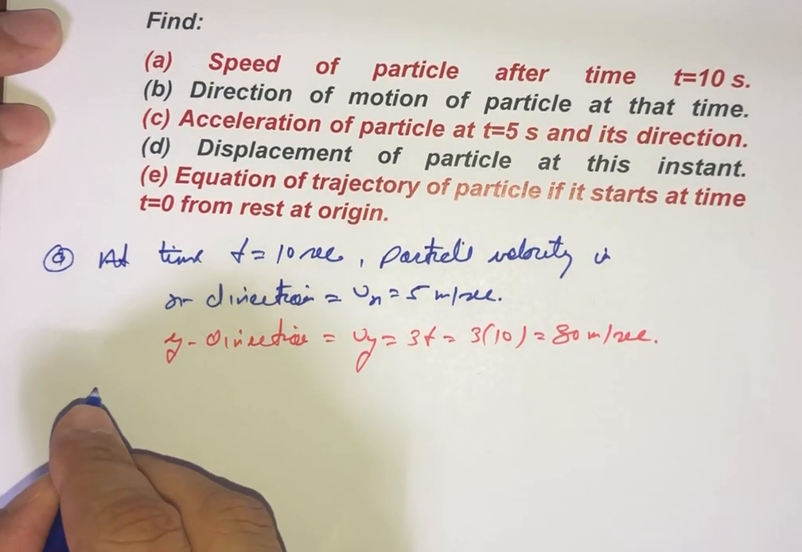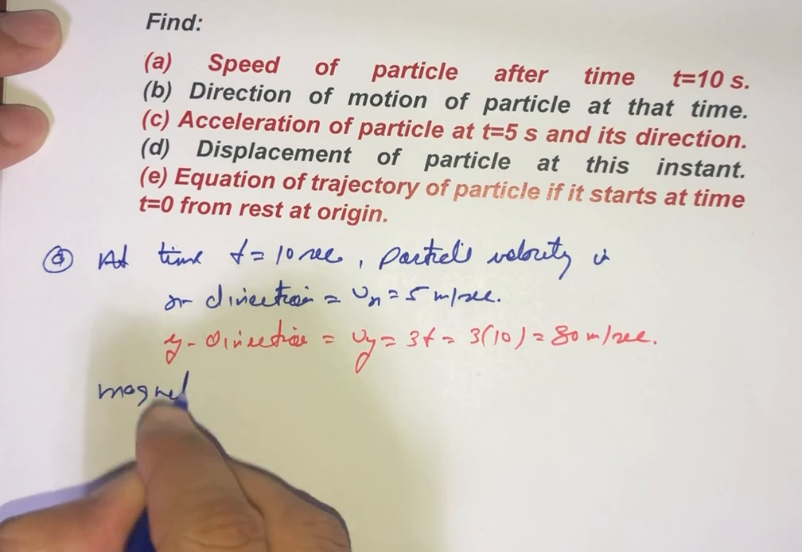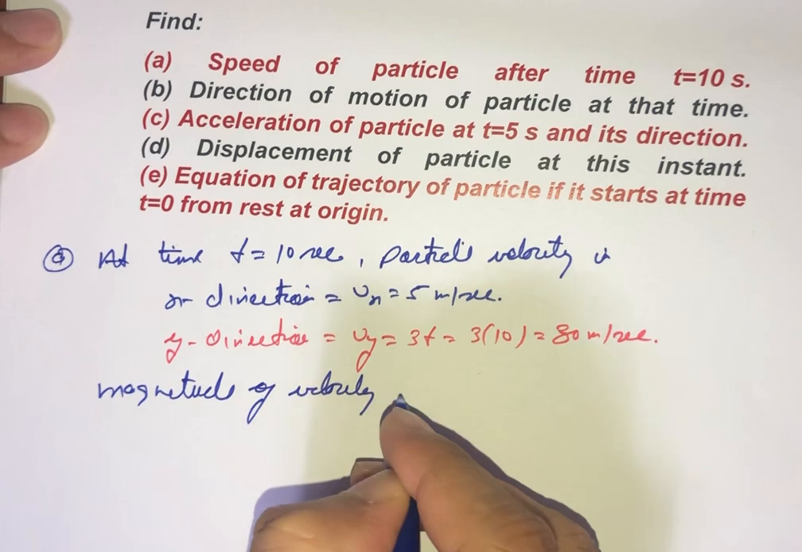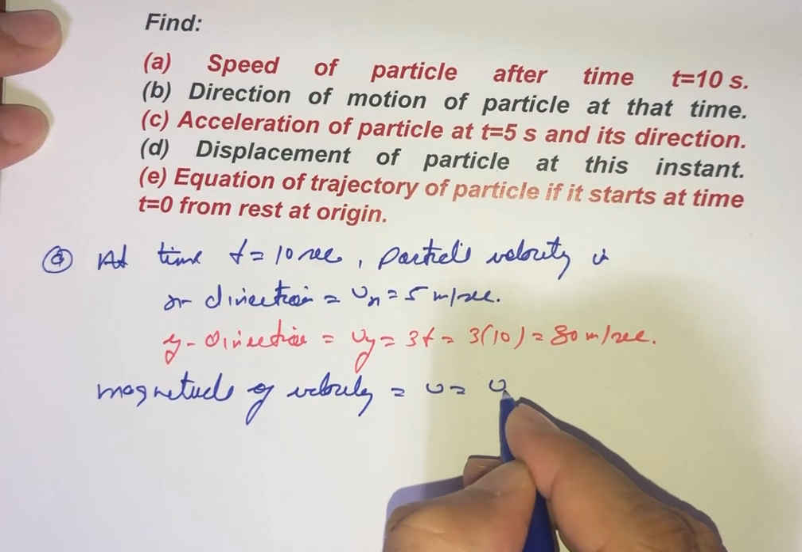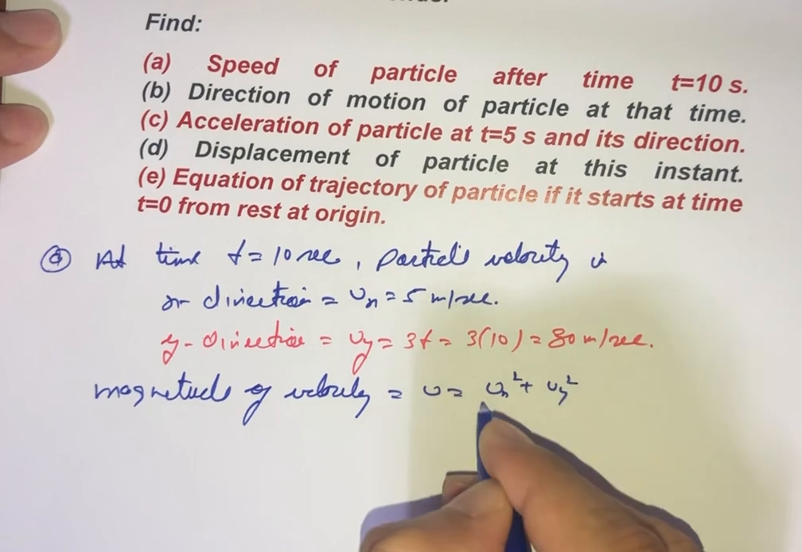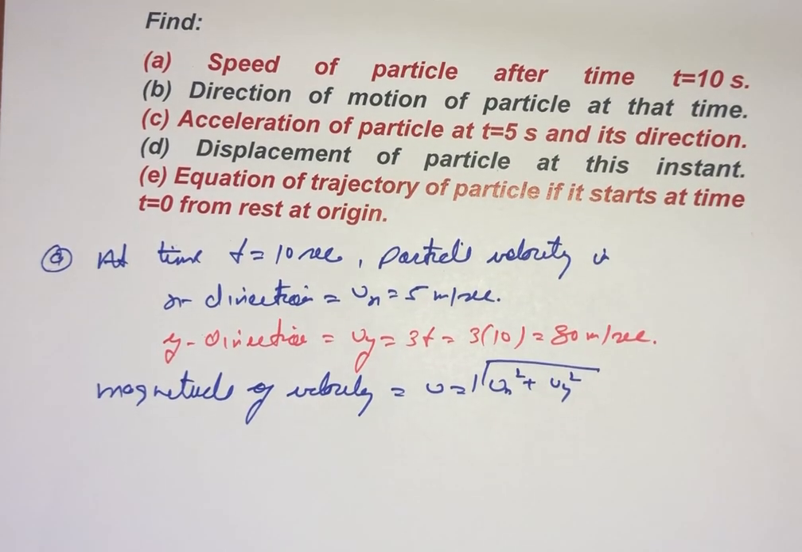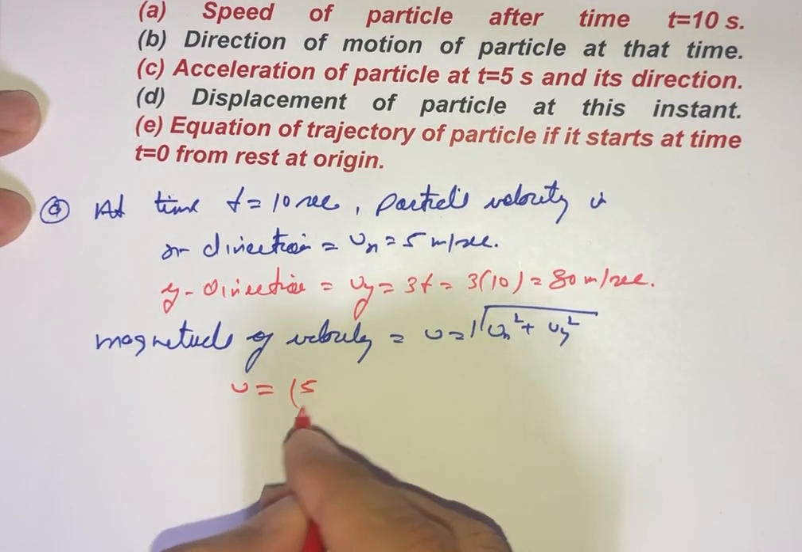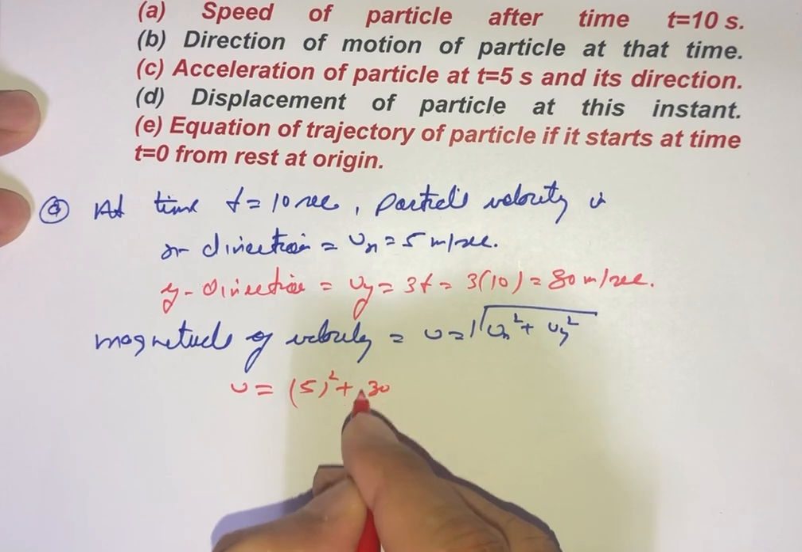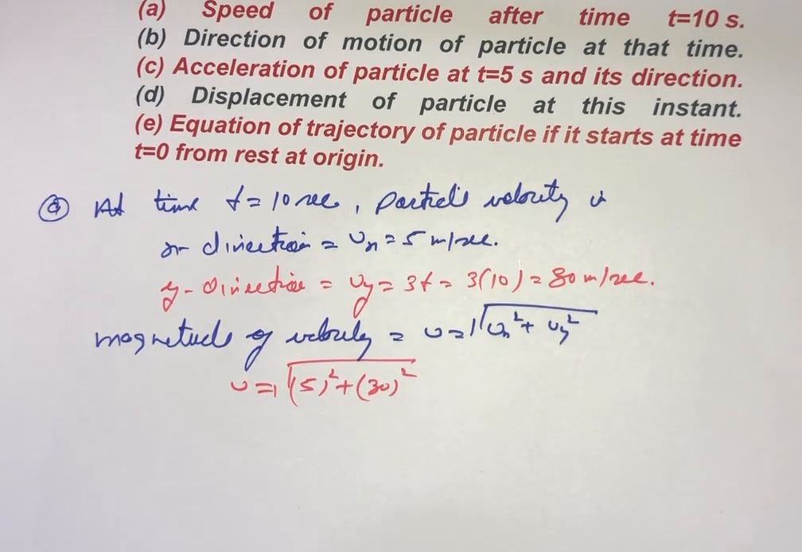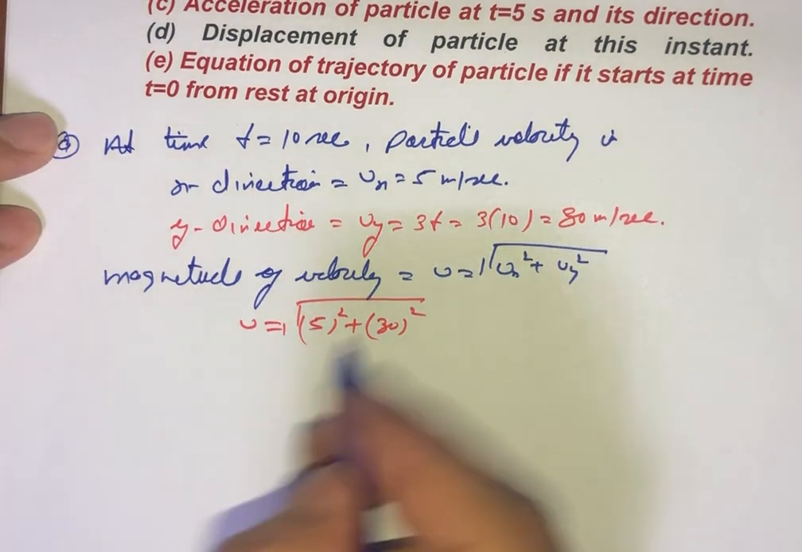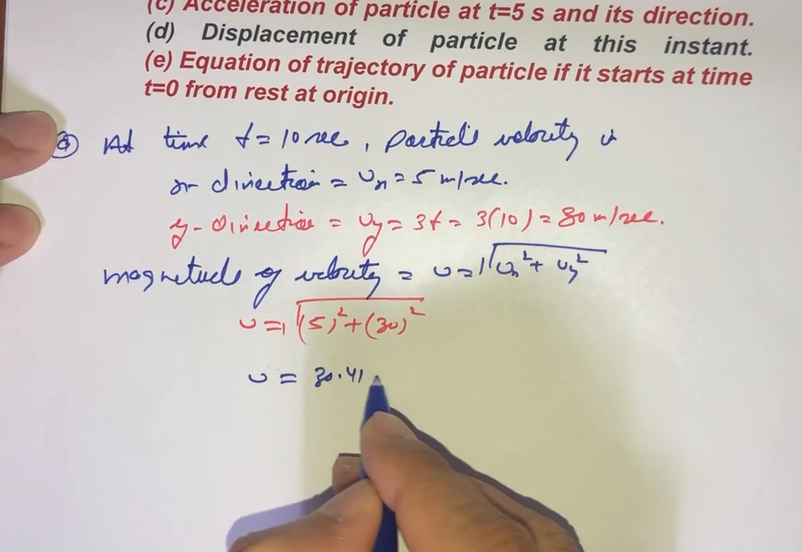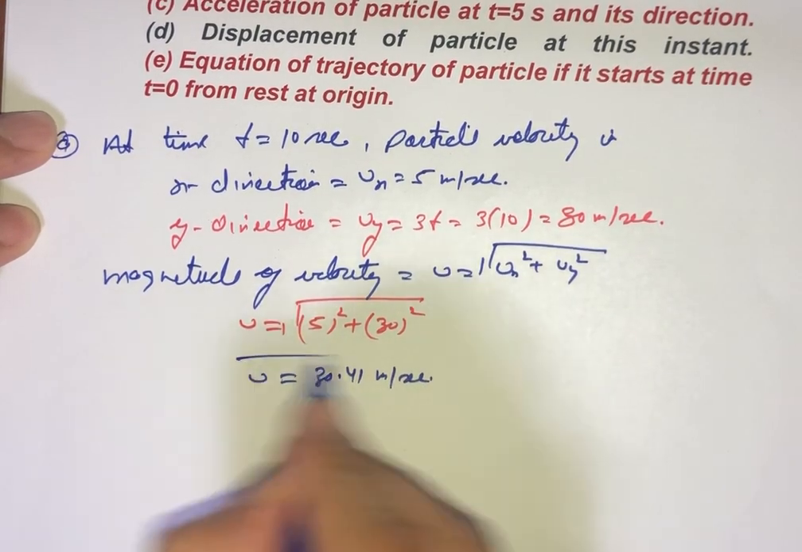We can say magnitude of velocity v is equal to square root of vx square plus vy square. We put the values, we get v is equal to square root of 5 square plus 30 square. So the final value of v, that is the magnitude of velocity, will be coming as 30.41 meter per second.